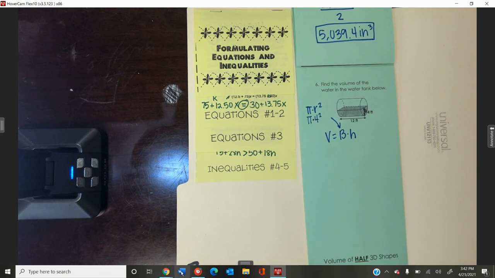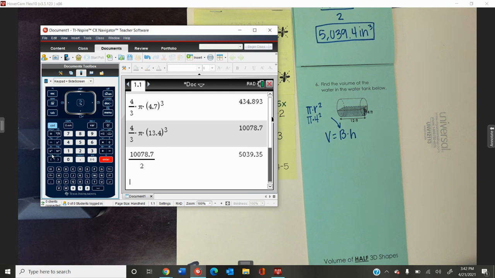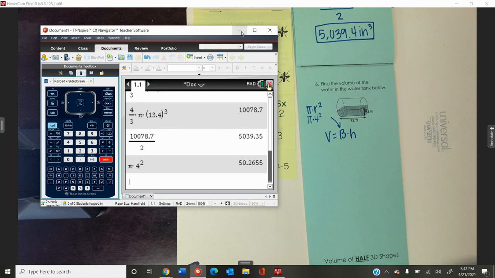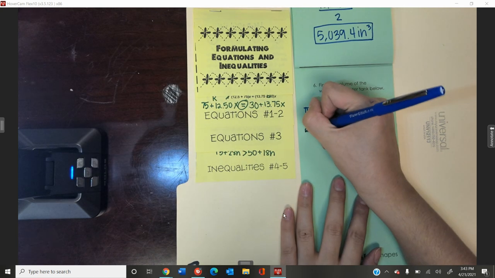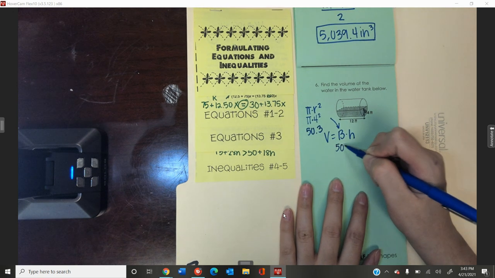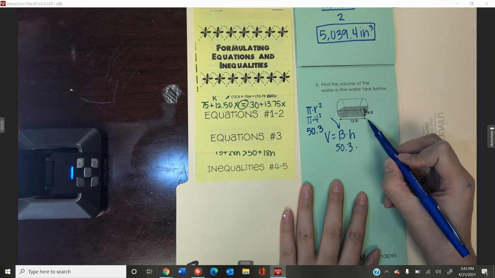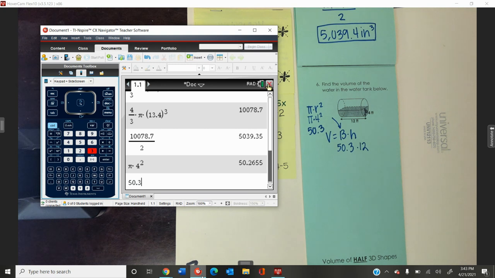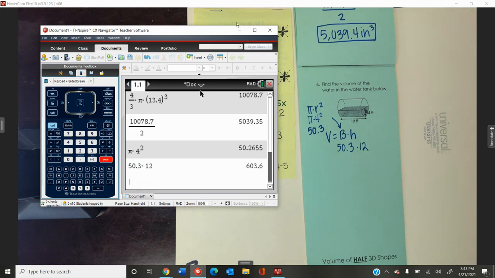Let's go ahead and open up our calculator. So we have pi times 4 to the power of 2, 4 squared. And we get 50.2655. We're going to round that to 50.3. So the area of my base is 50.3. This is going to get substituted in for B. So I have 50.3 times the height of my cylinder, which is the distance between my circles. That number is going to be 12. So I have 50.3 times 12. And we get 603.6.